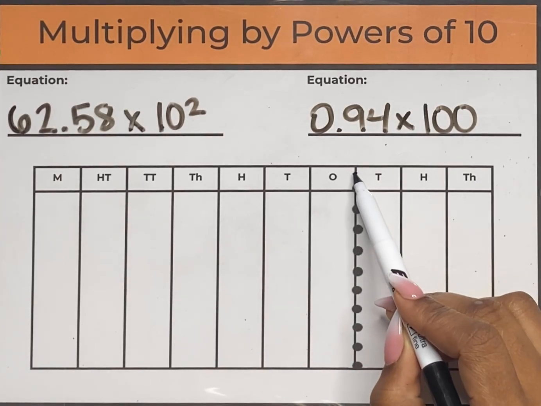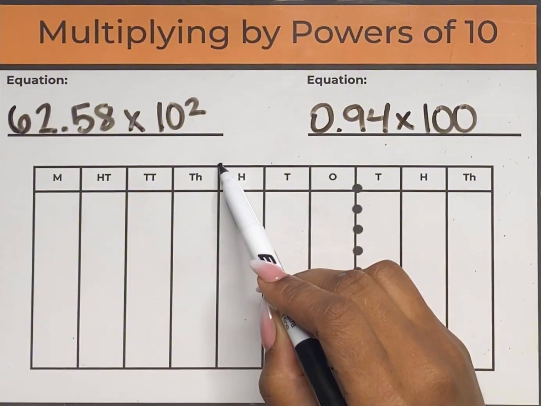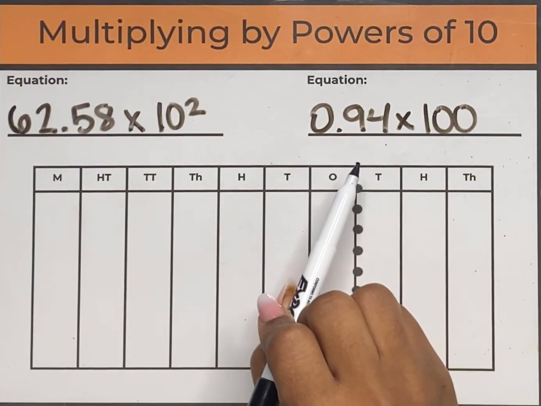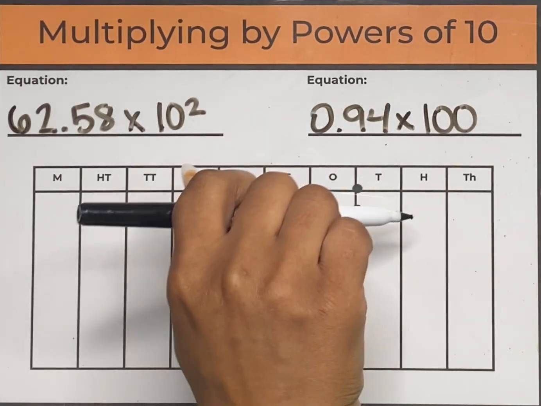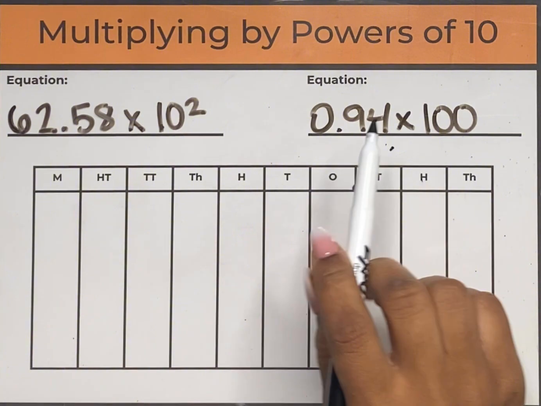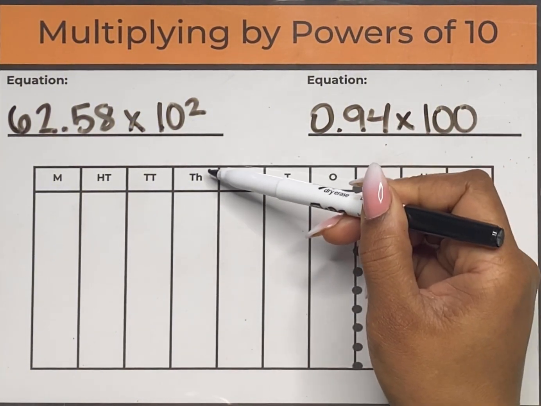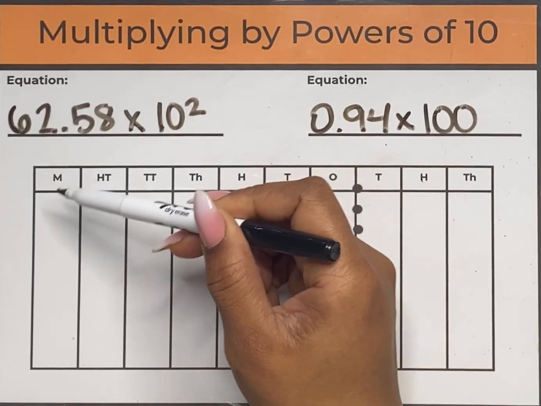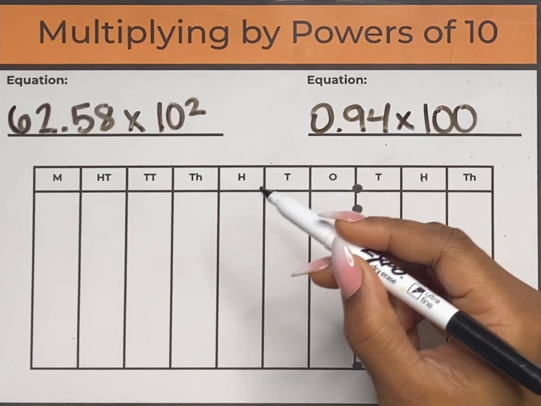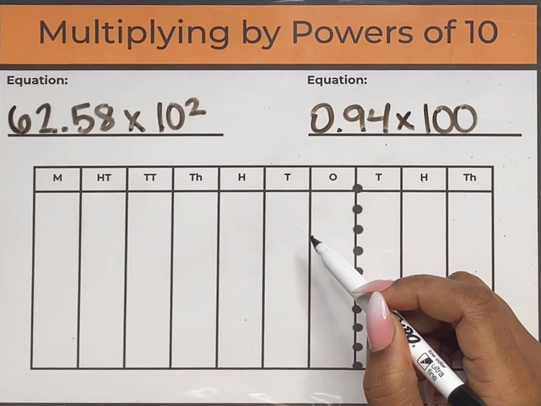Remember that each time we move forward in the place value chart, we're increasing times 10 each time. When we move back or to the right, we're dividing by 10. So in this lesson, we're going to be moving forward or to the left in the place value chart and increasing times 10 or 10 times as much every time we move.